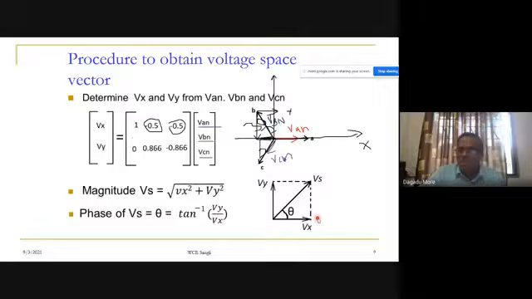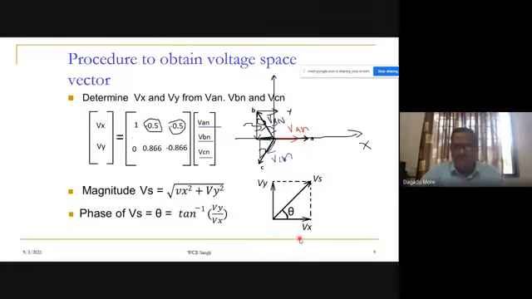Depending upon the values, if Vx is positive and Vy is positive, both are positive, we'll get the space vector in the first quadrant. If Vx is negative and Vy is positive, we'll get the second quadrant. If both are negative, Vx negative and Vy negative, we get the angle in the third quadrant. If Vx is positive and Vy is negative, we get the angle in the fourth quadrant.